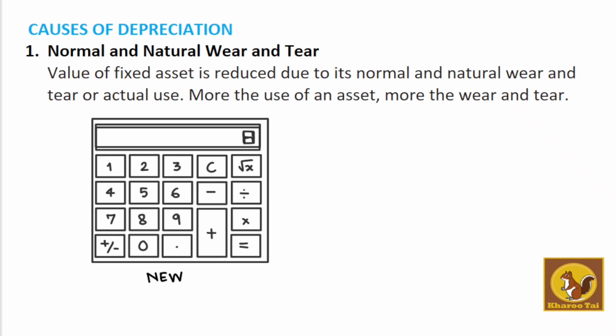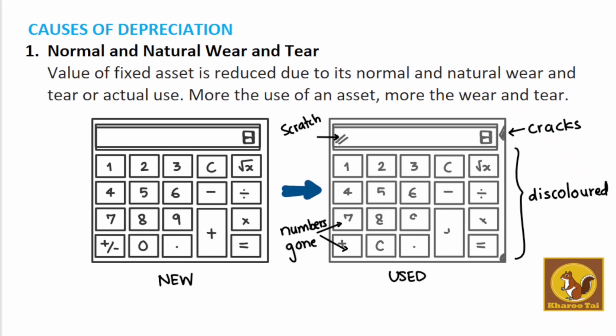First and the most important reason is normal and natural wear and tear. When we bring any new asset, we use it for a while, and obviously after a while it is going to get damaged. We are going to see that it has got discolored, it has scratches, it might have got some cracks. This is an example of a calculator. Now you are in 11th standard, your own calci, after you finish BCom, many numbers would have been gone, right? So because of actual use, there is wear and tear, and so we have to depreciate.